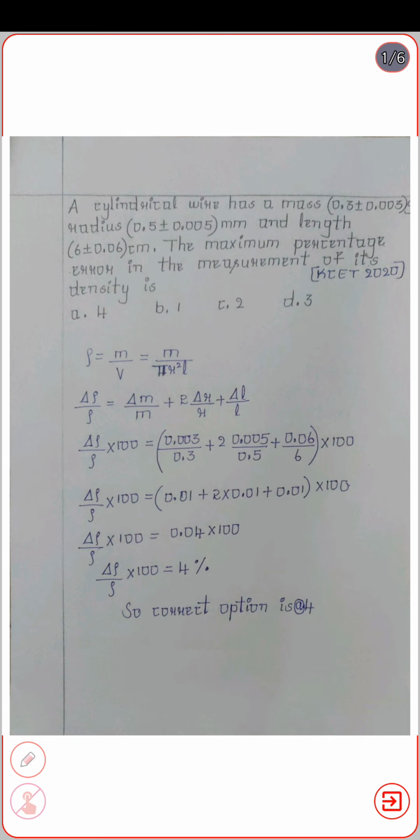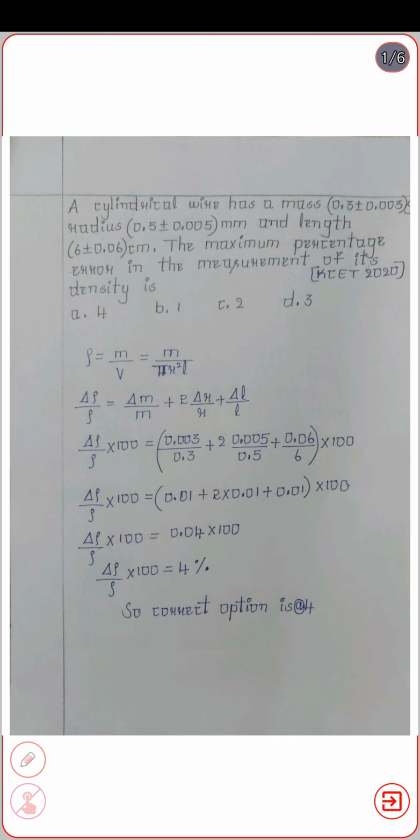It's very easy. A cylindrical wire is given, with mass, radius and length values. The mass is 0.3 plus or minus 0.003 grams. Radius is 0.5 plus or minus 0.005 millimeter and the length is 6 plus or minus 0.06 centimeter. We are supposed to calculate the maximum percentage error in the measurement of its density.